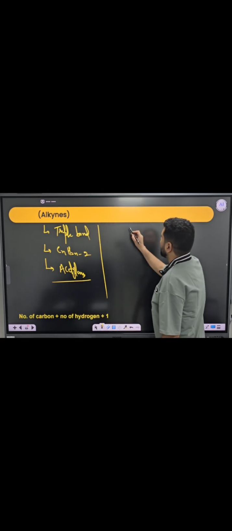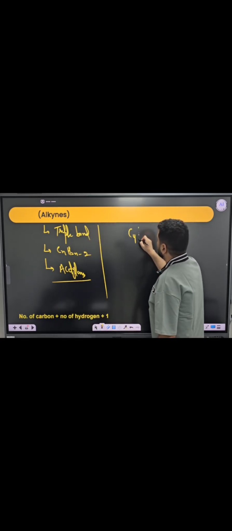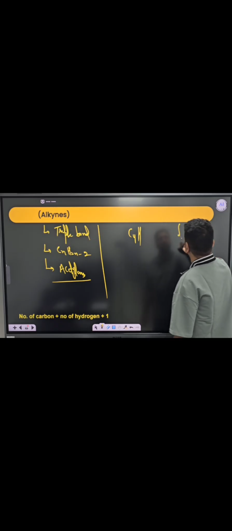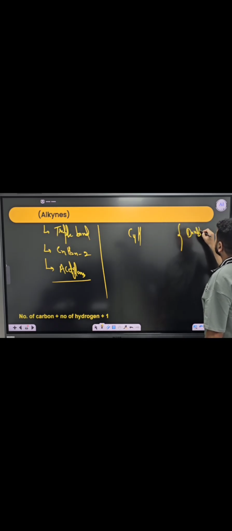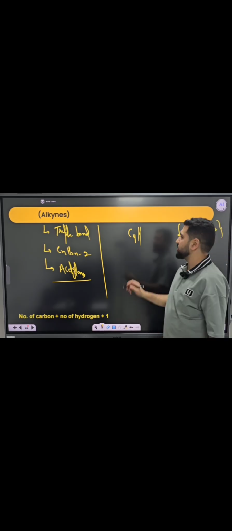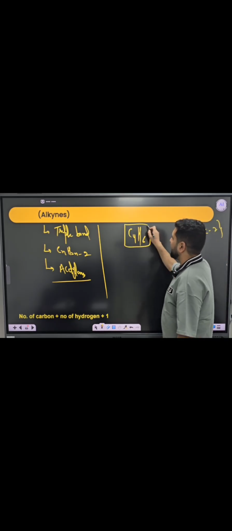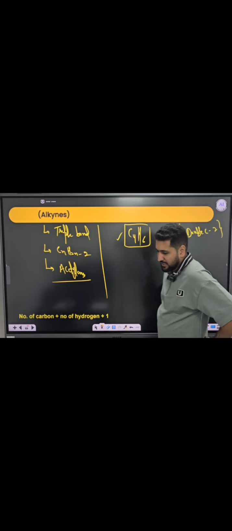Very simple. What's the golden rule? For example, if there are 4 carbons, imagine how many hydrogens will be there? Just double 4. So double carbon minus 2. That's it. So 4's double is 8. 8 minus 2 is 6. That's how you directly identify whether anything is alkane, alkene or alkyne.